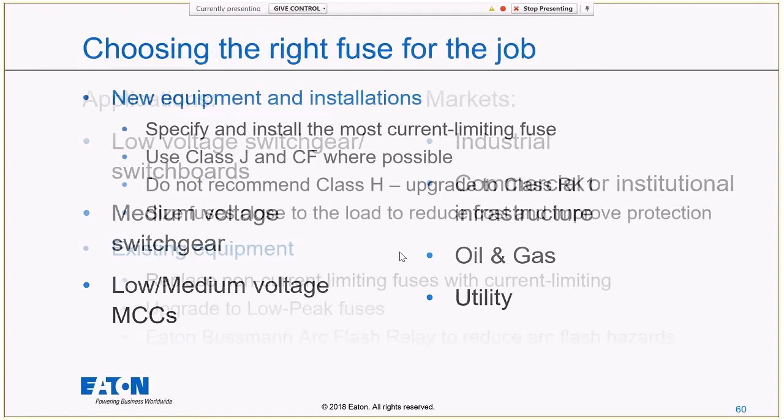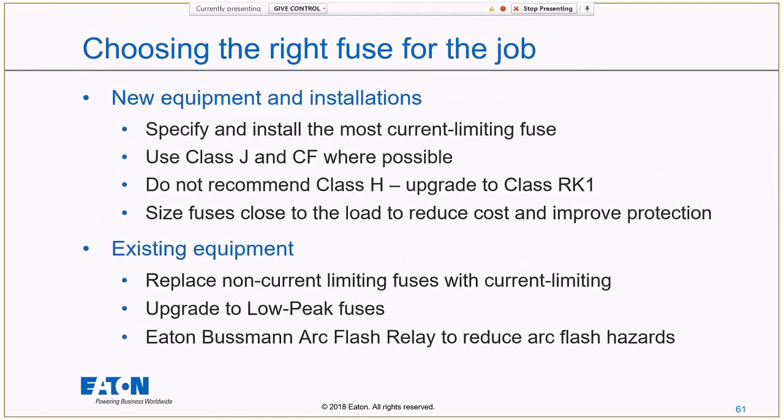So with that, I'm just going to wrap it up here, right? Reminder, how to choose the right fuse for the job. For new equipment and installations, we always want to try and specify and install the most current limiting fuse, the Class J or the CF. That's sort of the most upgraded fuse. We want to try and get them to use that. We never recommend that Class H fuse, right? We always want to try to upgrade that to Class RK1. We can upgrade them to our RK5 too, but at least Class RK1 would be the goal. And then, of course, we want to size to keep fuses as close to the load as we can, right? That'll help us reduce the cost and improve the protection.